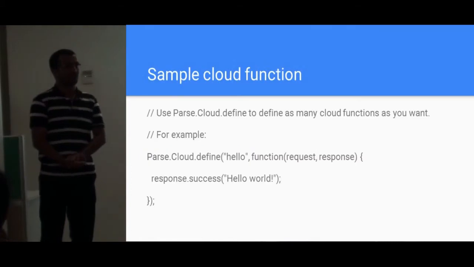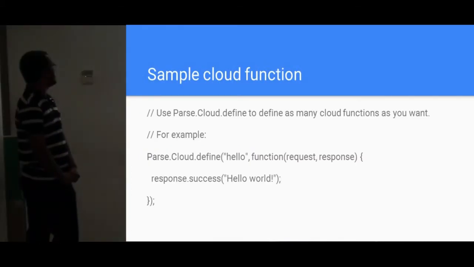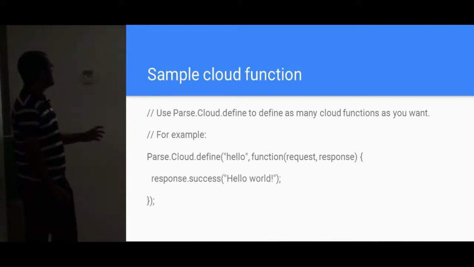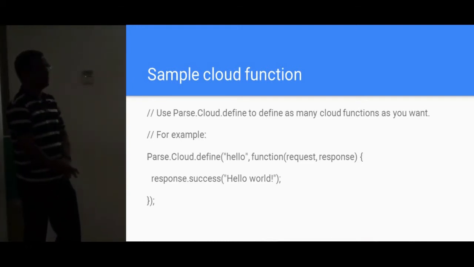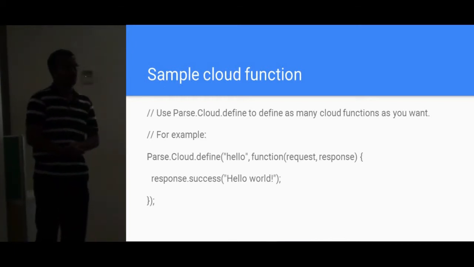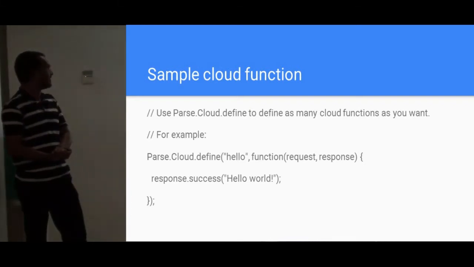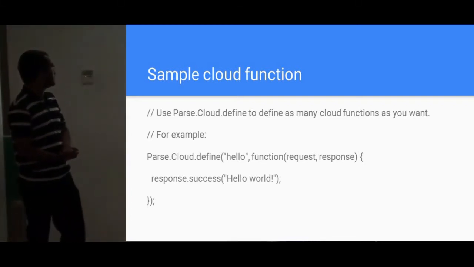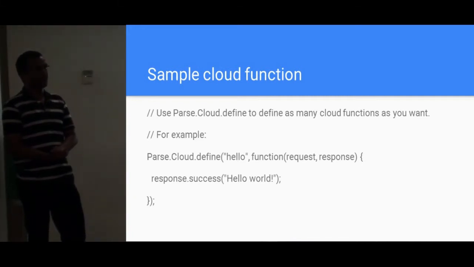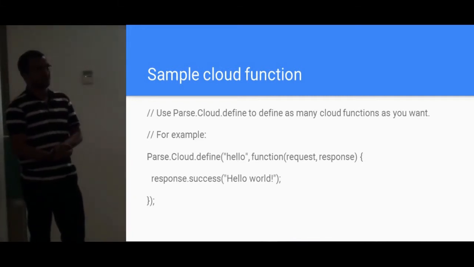That time you need to use cloud code. This is a simple cloud function. A cloud function starts with Parse.Cloud.define. Then hello is the cloud function name, and request and response are the parameters. Request is used if you want to get some parameter value from the API, and response.success is a response callback which is used to send a response from the cloud function to the API. Every cloud function must have a response.success callback, otherwise we will get response.success or an error callback, response.error.